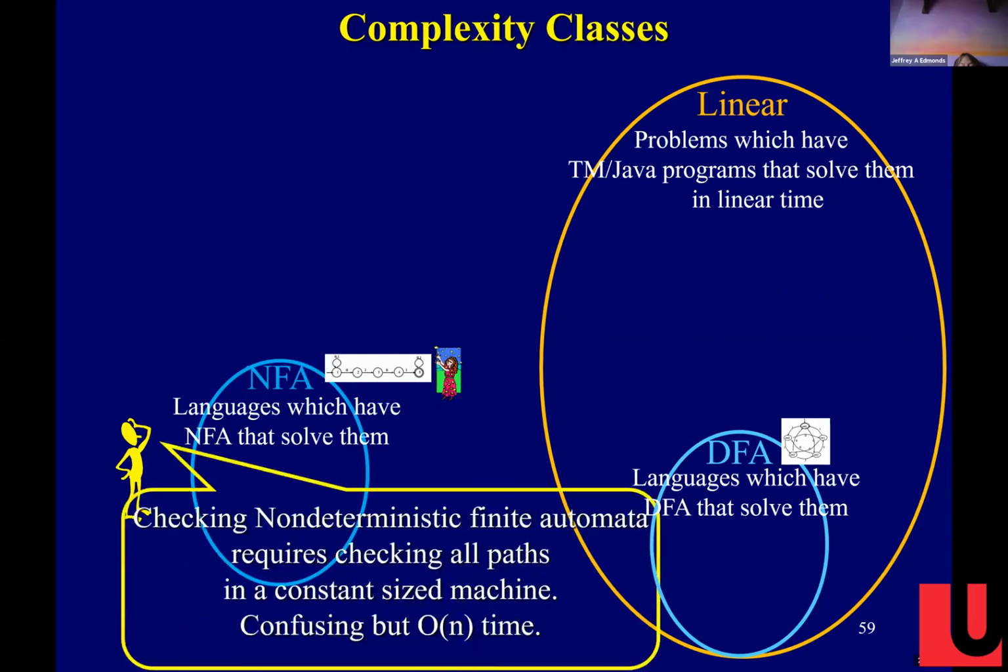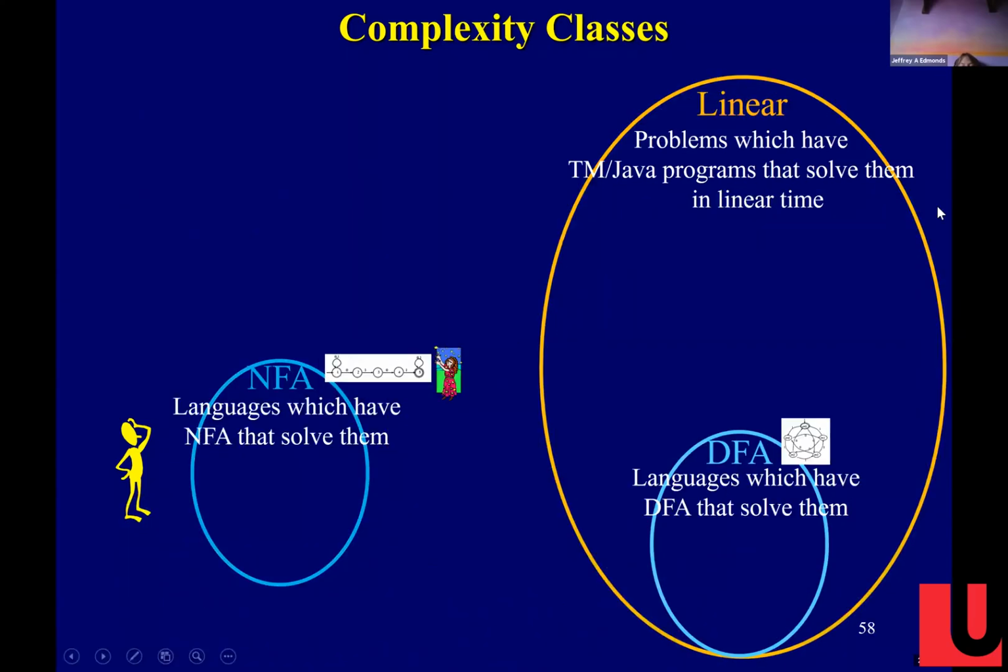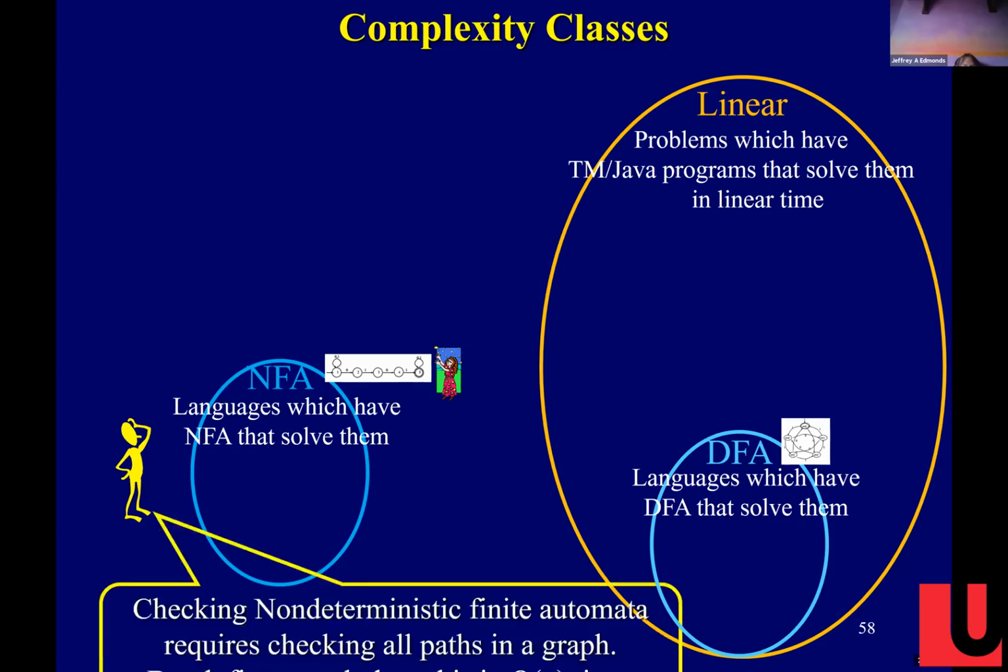So let's blow this picture up. Now here's linear time versus DFA time. These are the problems that can be solved by a DFA. Well, what about the problems that we can solve by an NFA? It's a slightly different blue. Let's think about it. If a DFA can do it, can an NFA do it? Yeah, because a DFA is an NFA, just like a puppy is a dog.